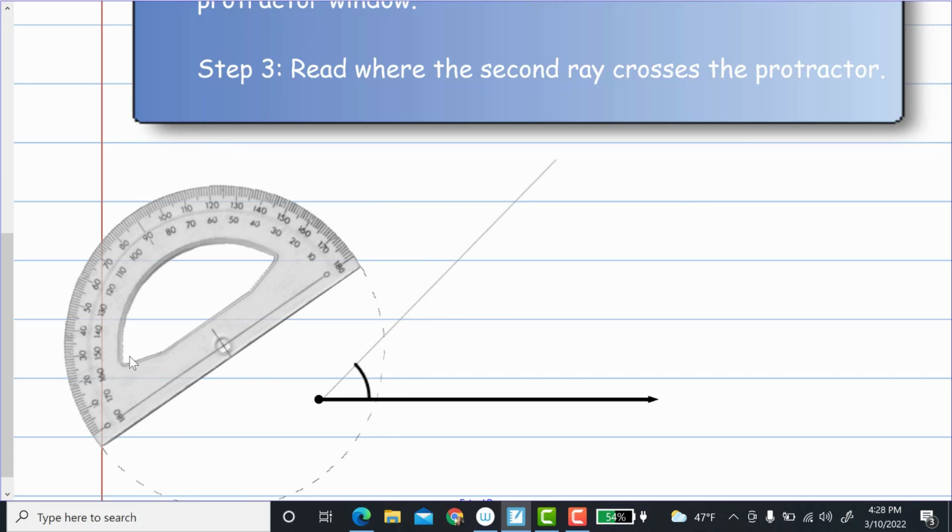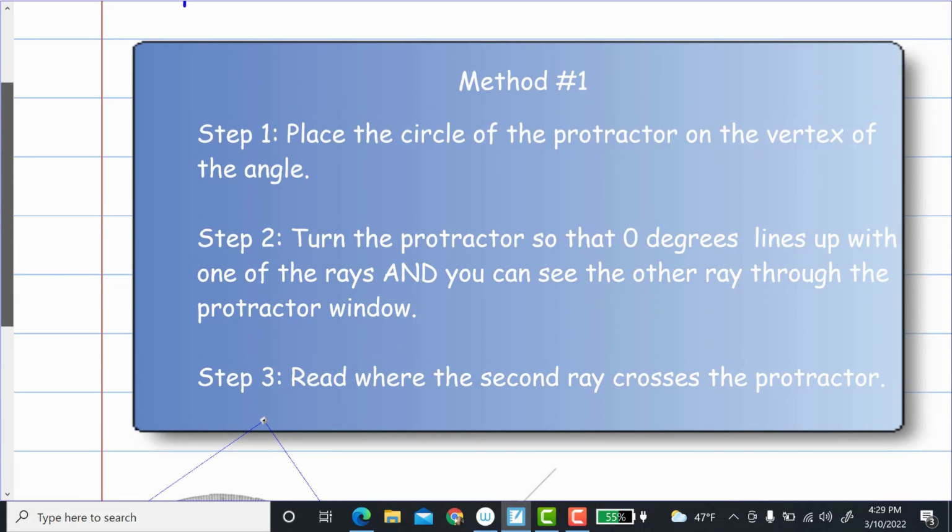This part of the protractor is called the window of the protractor. Protractors are usually see-through. It's a clear kind of plastic, so they're not expensive at all. You can find them at any store. Okay, all right, so to measure angles, the first method that we're going to use, these are the steps.